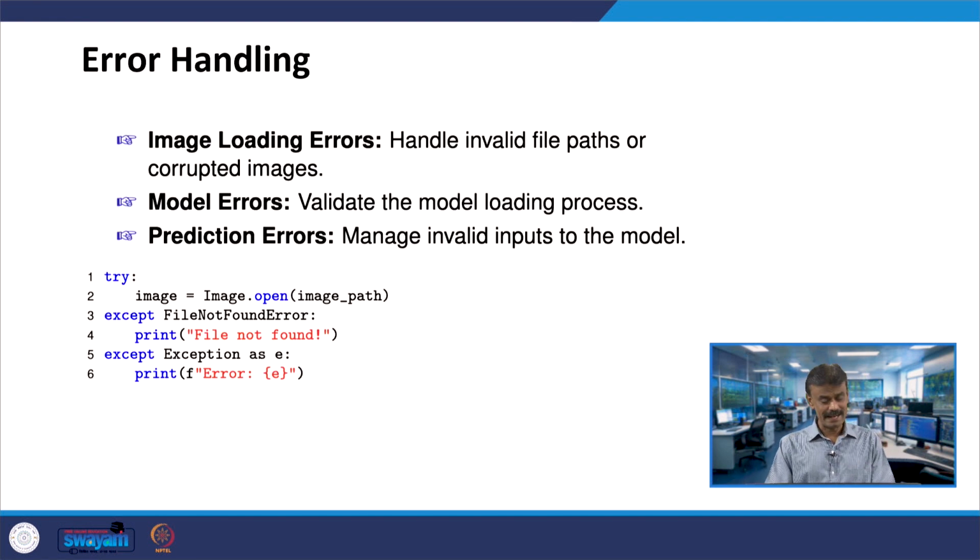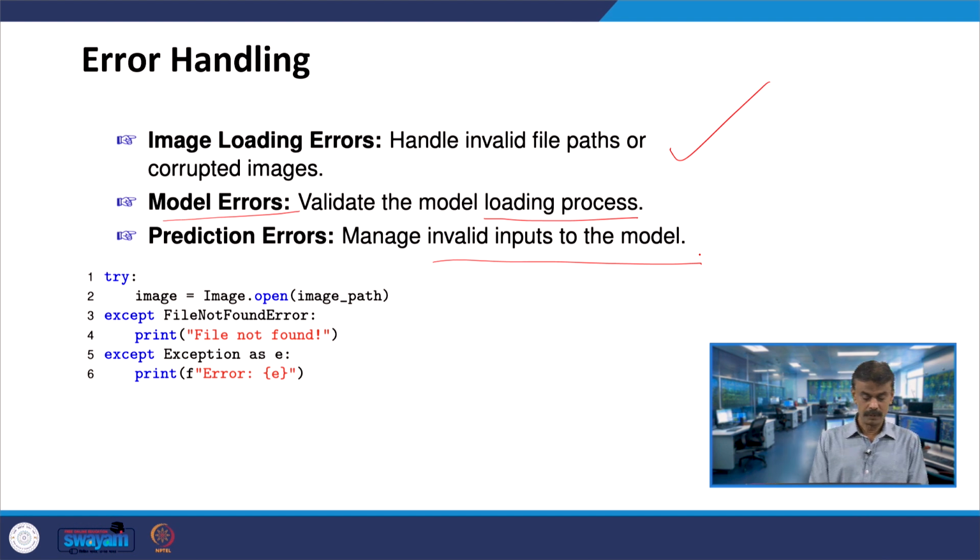The next one is error handling. Suppose you have an invalid file name or invalid file path, or the file does not exist, or you have a corrupted image. Then you get image loading errors. There are also model errors, where you validate the model loading process, and prediction errors, which manage invalid inputs to the model.